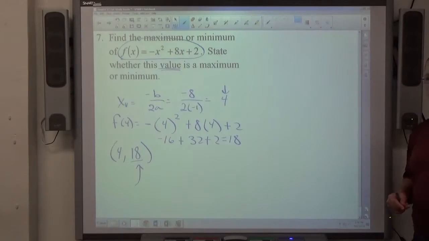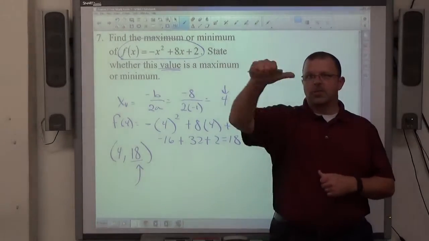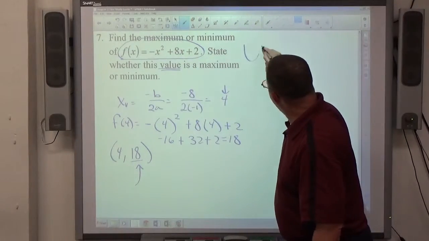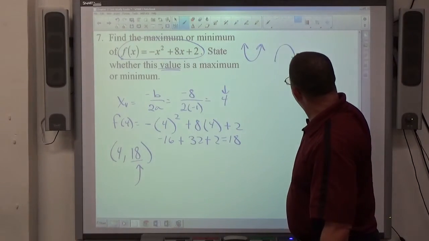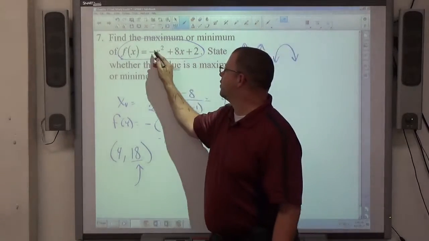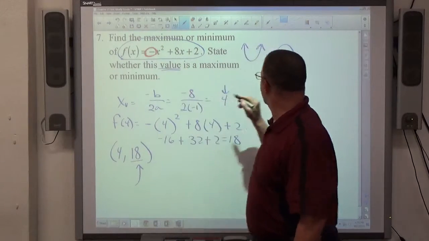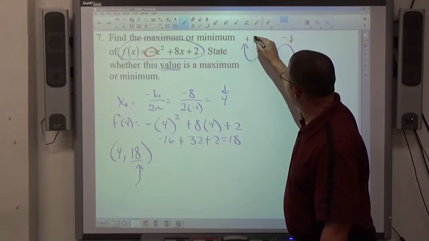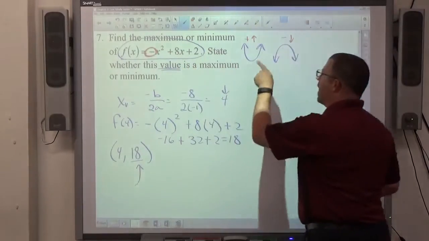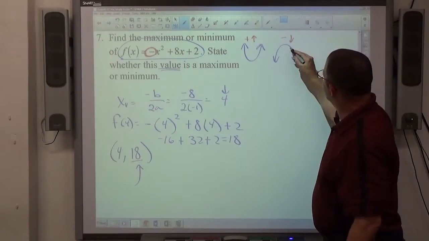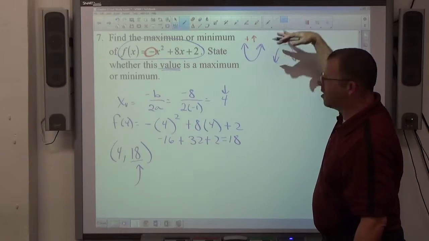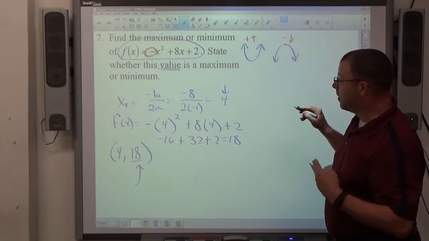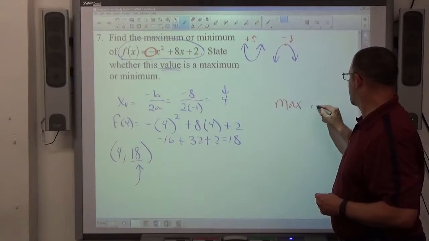Now the vertex represents either the highest or lowest point when x is squared. Since x is squared, it goes either up or down. The way we make that determination is based specifically on this sign here. Negatives go down. So negative goes down, positive would go up. So it's negative x squared making it a downward turning, which means my vertex in this situation is the maximum point. It's the highest point of my parabola. So it's going to be find the maximum or minimum. I'm going to say maximum of 18.